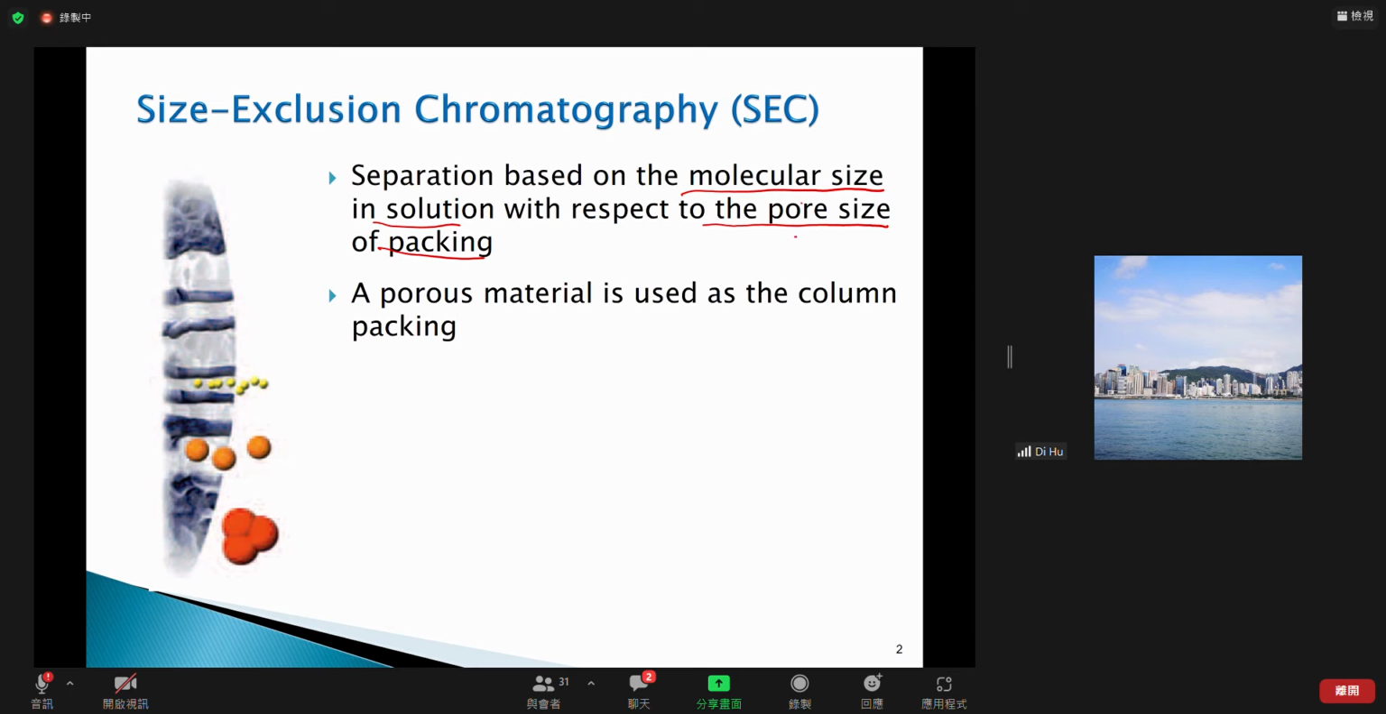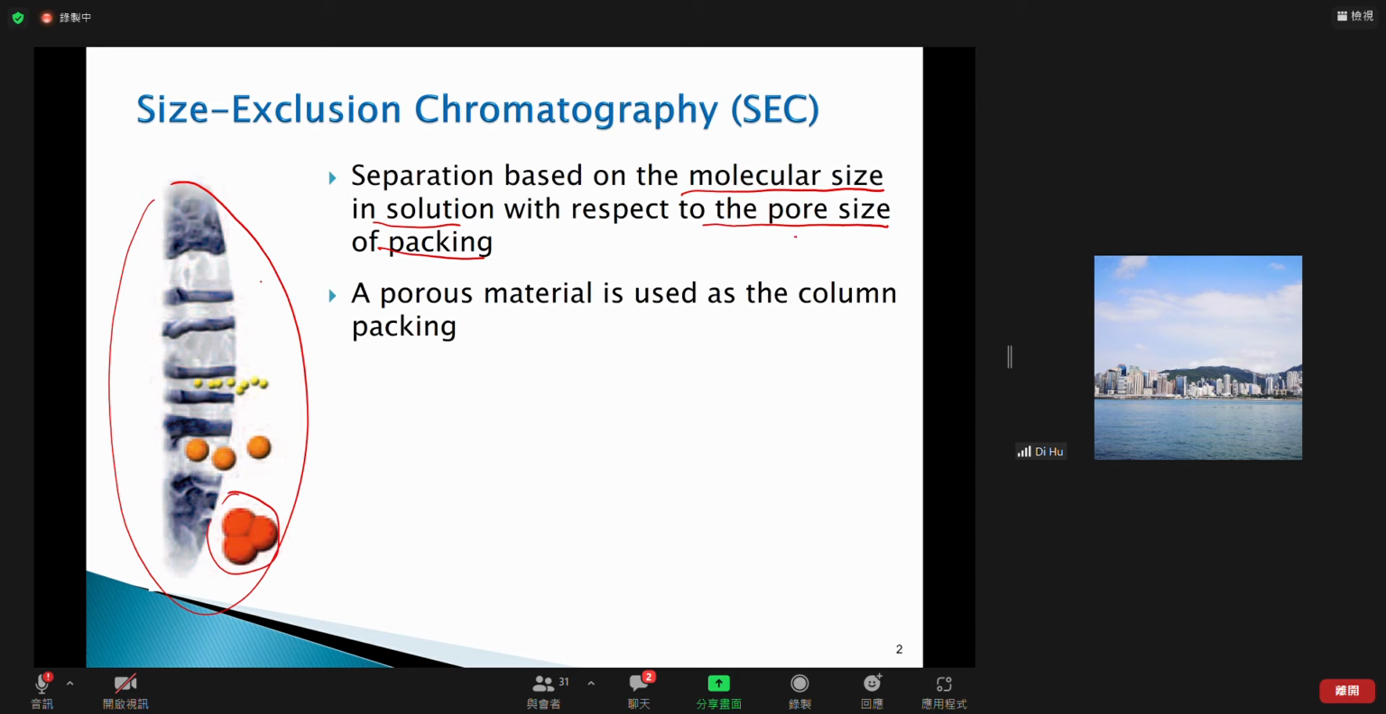And then what happens, as you can see in this figure, is that the porous material has micropores and macropores of different sizes. For those pretty large molecules, they're too large, so they cannot travel into those pores. So the only volume for them to come out is the volume between the packing particles. They are totally excluded from those pore areas in the stationary phase, so they come out first.